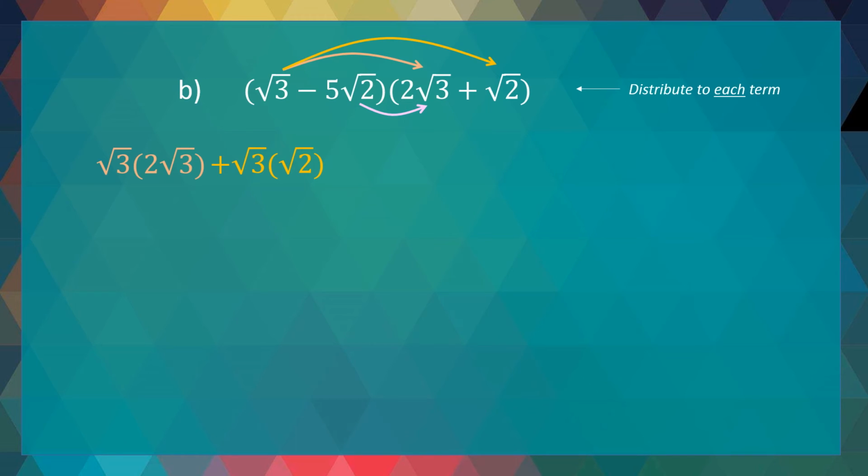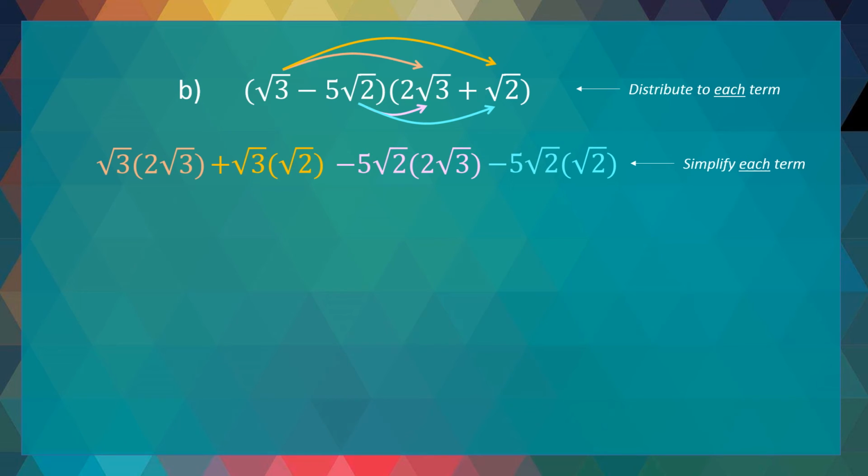This term is not 5 square root 2, but instead it is a negative 5 square root 2 times 2 square root 3. And again, negative 5 square root 2 times square root 2. So notice we have 4 branches. That means we have 4 terms. So now we are going to simplify each of these terms.